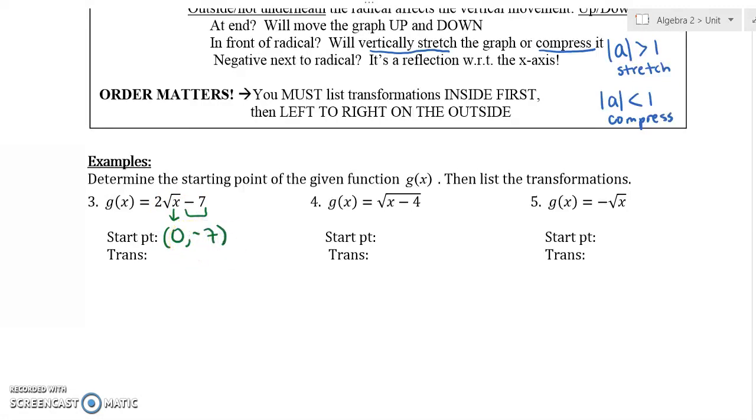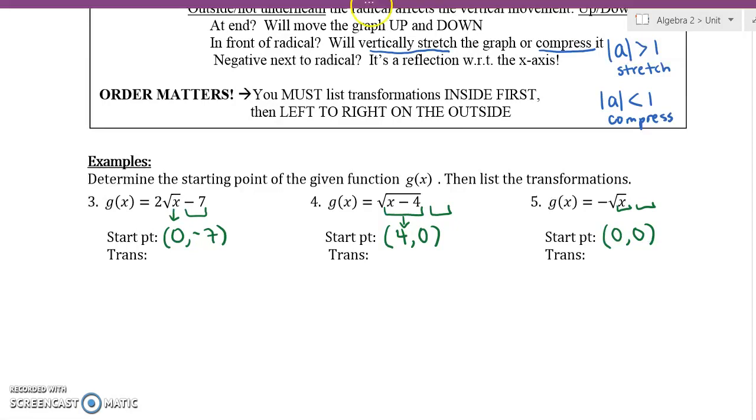Let's do that for all of them. For number 4, it's the opposite of what we see. So that's going to be 4. And I don't see anything here. So I'm going to say that's 0. Once again, opposite of what we see. So I don't really see anything, and nothing means 0. And I don't see anything out there either, so it's 0, 0. So those are the values that we consider.